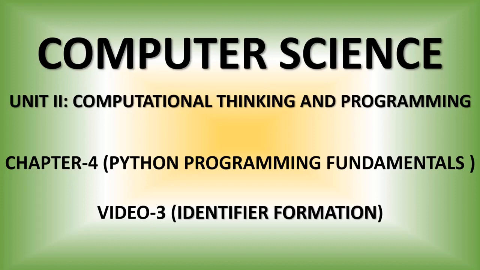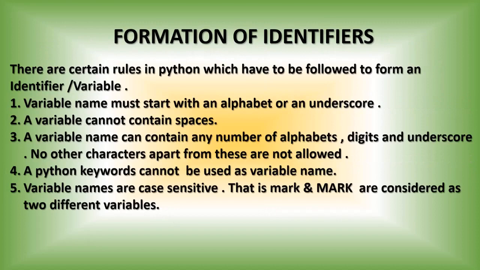So when we give a name to an identifier, we have to follow certain rules. What are these rules? That we are going to study now. What are the different rules to be followed when you give a name to an identifier, or to a variable? See, a variable name must start with an alphabet or an underscore. All variable names or identifier names must start with an alphabet or an underscore.